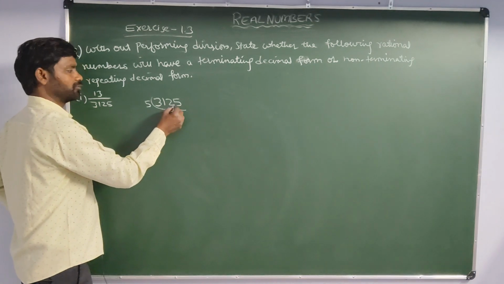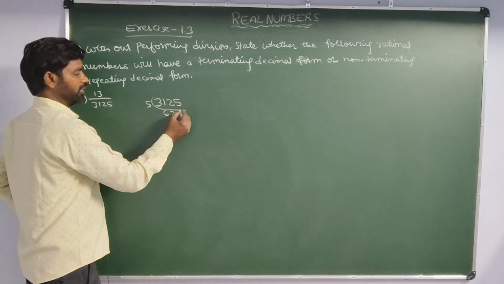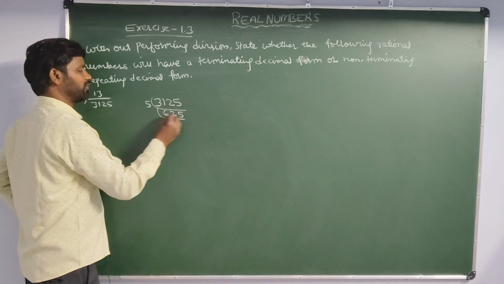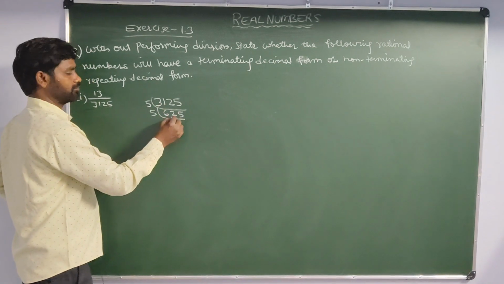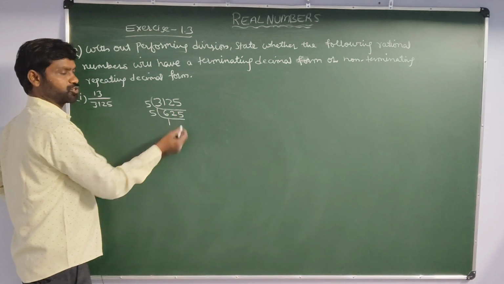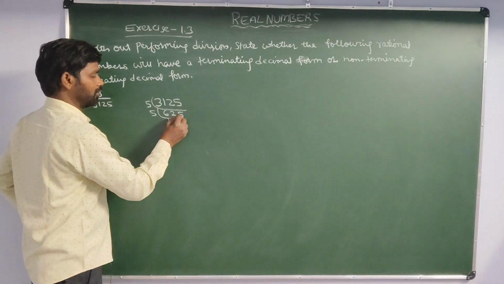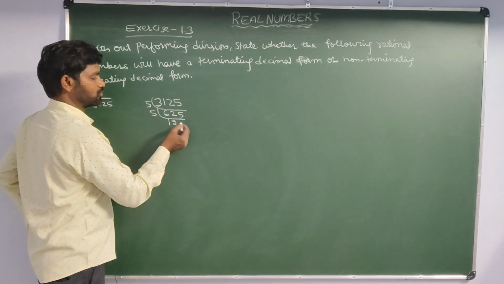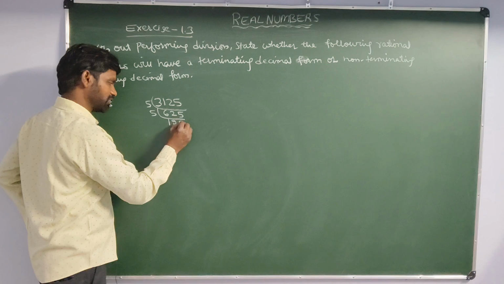5 twos are 10, 2 5, it becomes 25. 5 5s are 25. Once again, 5 table. 5 ones are 5, 1 remains. 1 2, it becomes 12. 5 twos are 10. So 12 minus 10, it is 2. 2 5 becomes 25. 5 5s are 25.